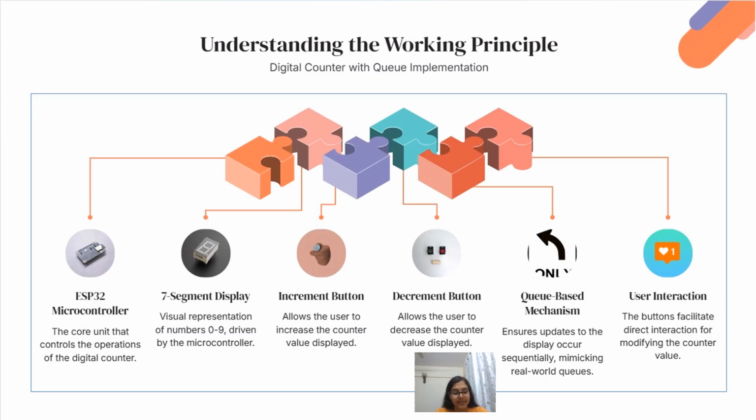Now for the working principle. The ESP32 controls the 7-segment display by lighting up specific segments to show numbers from 0 to 9. Push buttons act as input controls. Button 1 increments the counter by 1. Button 2 decrements the counter by 1. A queue-based mechanism stores and processes button inputs, ensuring sequential updates to the display and smooth functionality. The current counter value is displayed both on the 7-segment display and in the serial monitor for real-time monitoring.